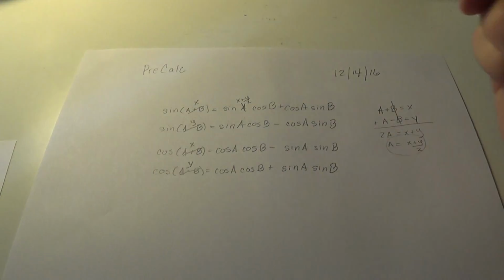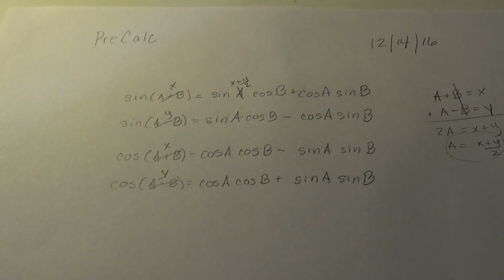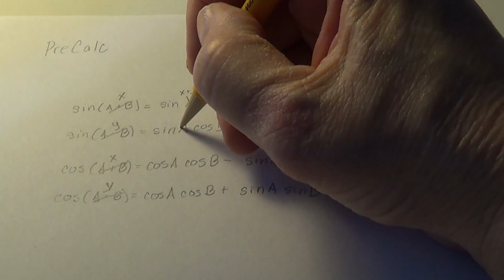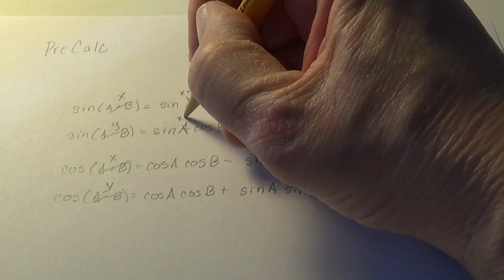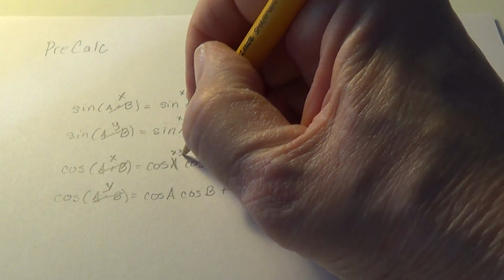Alright, this is going to look smushed on the video. I kind of panned out pretty far so you could see everything at once. Alright, so a is x plus y over 2, x plus y over 2, etc.